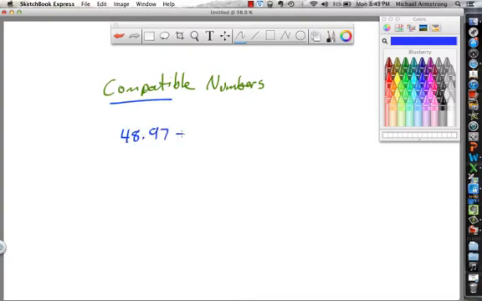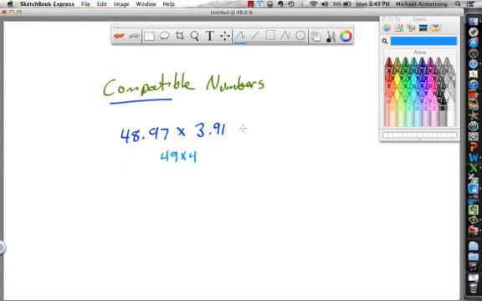48.97 multiplied by 3.91, 3 and 91/100ths. If we were to round this, we're not going to, but if we were to, this would round up to 49 times 4. And we could do that. It's really not that complicated. 40 times 4 is 160, and 9 times 4 is 36. And we'd add that together, 196, or something like that.